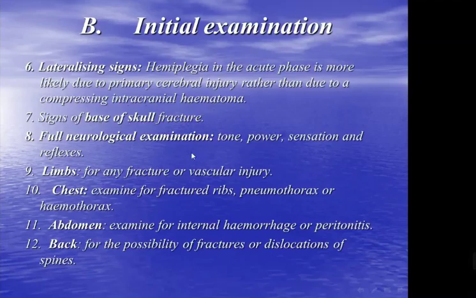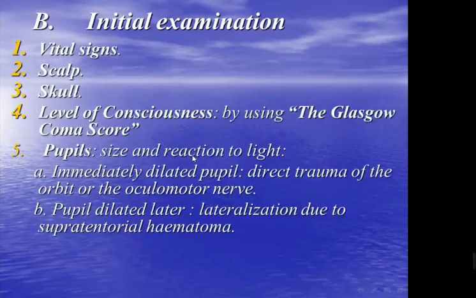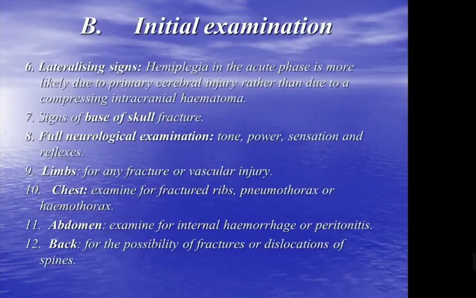I mean, just as I mentioned in the last slide, pupils immediately dilated are due to direct trauma of the orbit or oculomotor nerve, while pupils dilated later are a lateralizing sign, for example, increasing size of a hematoma. Also, hemiplegia in the acute phase is more likely due to primary cerebral injury rather than to a compressing intracranial hematoma. But if the hemiplegia develops later on, this means that there was no hematoma at first, and now this hematoma is increasing in size.